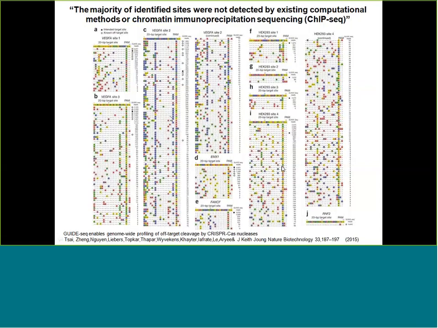And as you can see from these different guide RNAs, some had a few off-target sites, some had many, some had barely any at all. And so evaluating what your off-target sites are in an unbiased manner prior to any strategy is going to be critical.